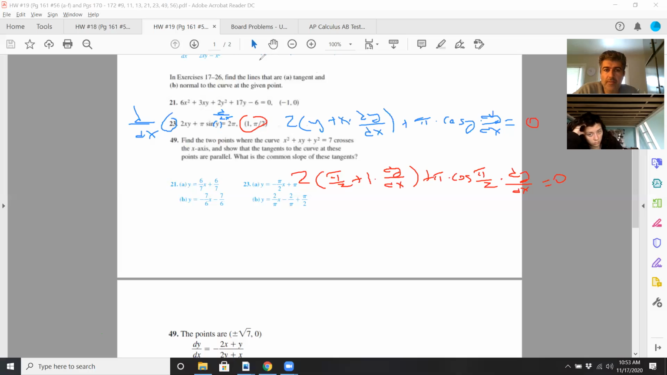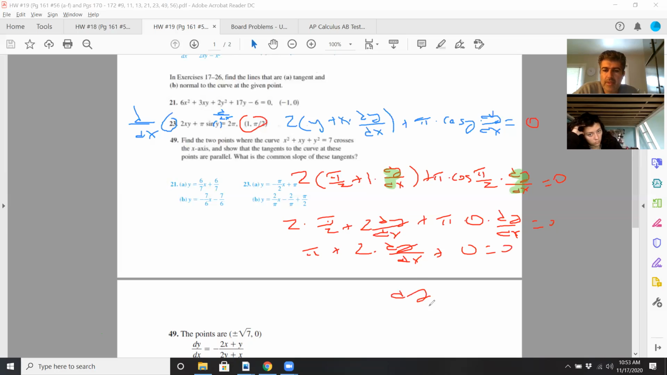Your job is to isolate dy over dx, which I know you guys can do. But let's distribute. So 2 times pi over 2 plus 2 times dy over dx plus pi times cosine pi over 2. Cosine pi over 2 is 0, right? We should know that from the unit circle, or you could use a calculator. That goes away. So now you just got pi plus 2 times dy over dx plus 0 all equals 0.